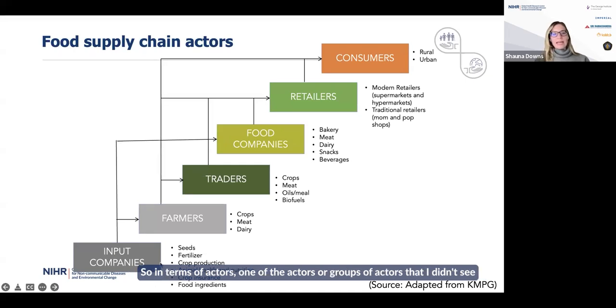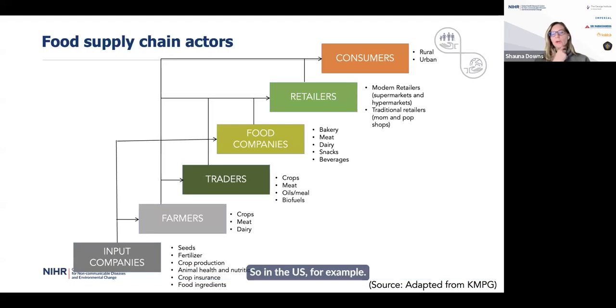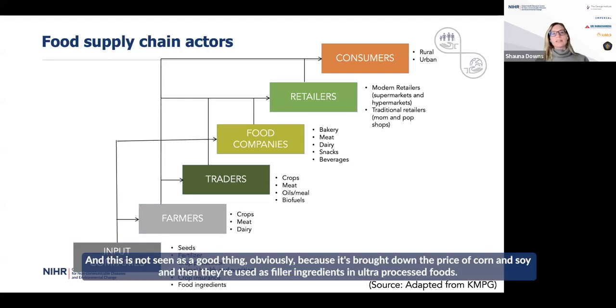So in terms of actors, one of the groups of actors that I didn't see are input companies. So companies that are producing seeds or fertilizer, crop insurance. One of the actor groups in the chat was government. So in the US, for example, a lot of people talk about how we've subsidized corn and soy. And this is not seen as a good thing, obviously, because it's brought down the price of corn and soy, and then they're used as filler ingredients in ultra processed foods.